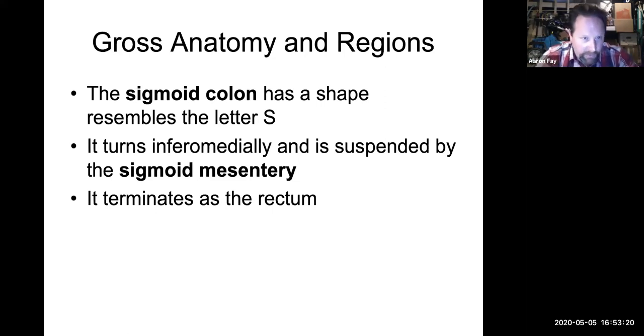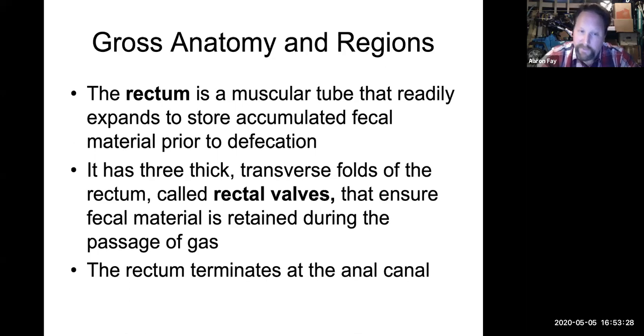The sigmoidal colon is supported by your sigmoidal mesocolon, just another mesentery, right? And then it will connect to the rectum, right? The rectum, you're going to have 3 folds of muscle, the rectal valves, which control liquid and solid material, but allow for the passage of gas. The rectum terminates at the anal canal, and the anal canal leads out into the wide world.